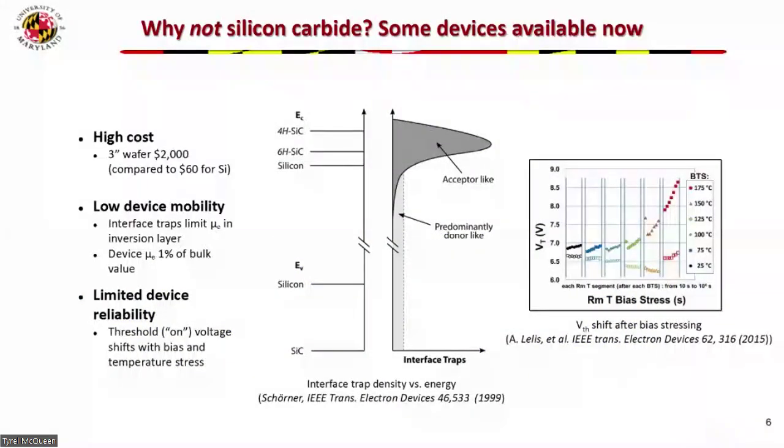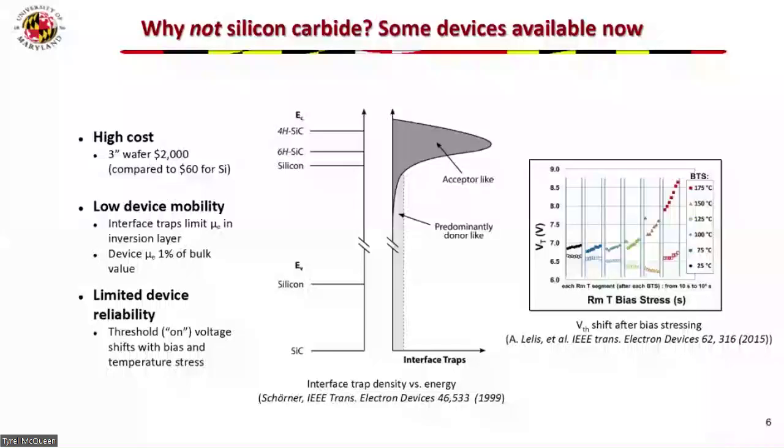Another problem with silicon carbide is that the wafers are still very expensive. I'm not sure if this is up to date, but they are still several $1,000s for a 3-inch wafer compared to maybe $60 or so for silicon. So they're a lot more expensive. And like I said, the interface traps limit the mobility in the inversion layer. That gives rise to limits in the threshold voltage.